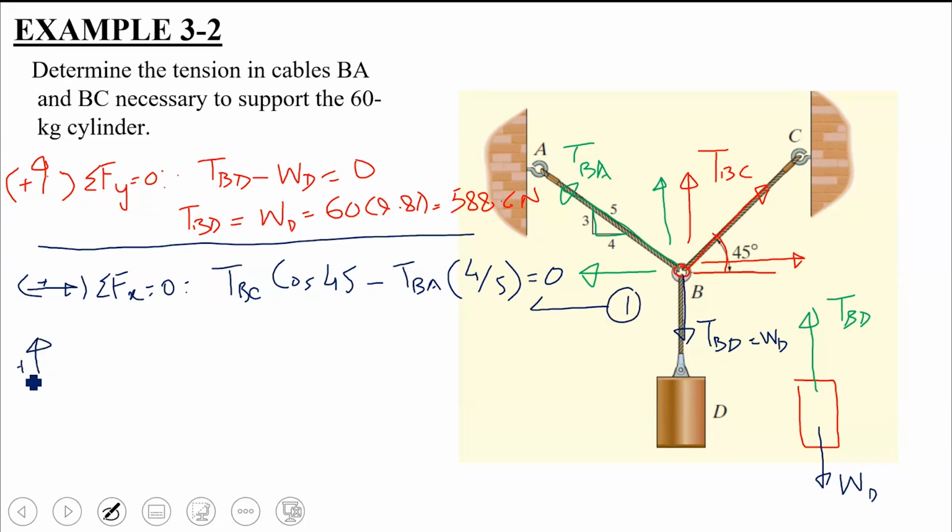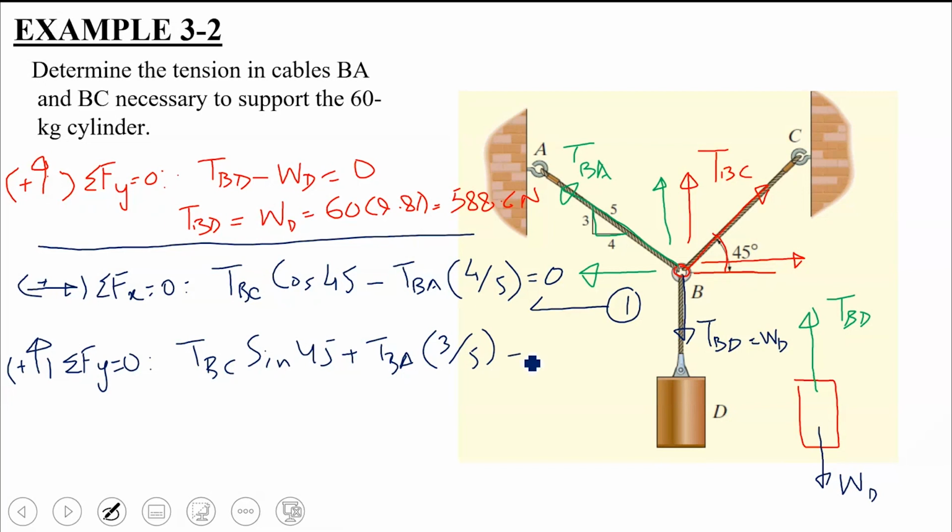Applying the second condition of equilibrium, which says that summation Fy should be equal to 0. इसी तरह आपके पास जो y components आएंगे, they are going to be TBC sin 45, which is going to be a positive component, as well as TBA with a positive sign, और चूंकि y axis के along ये smaller triangle की length 3 है, so it would be 3/5 minus W to be equal to 0. So this would be equation number 2.